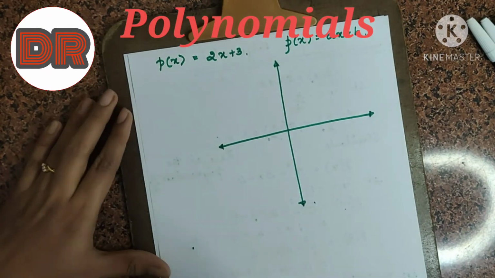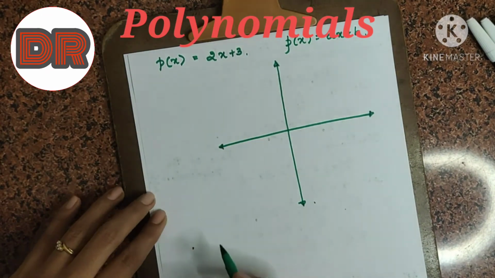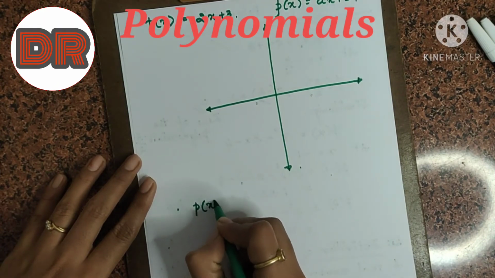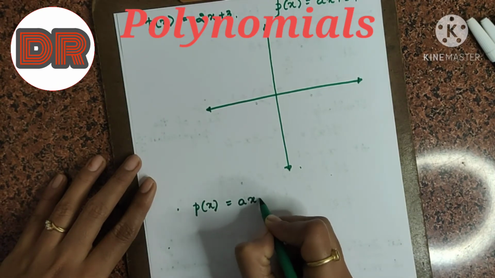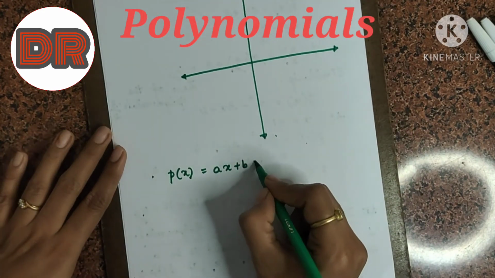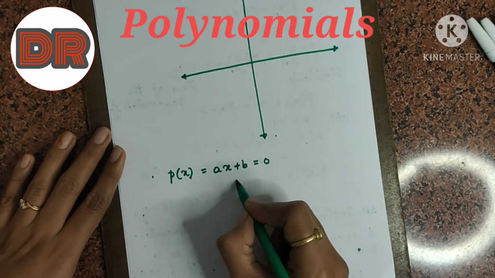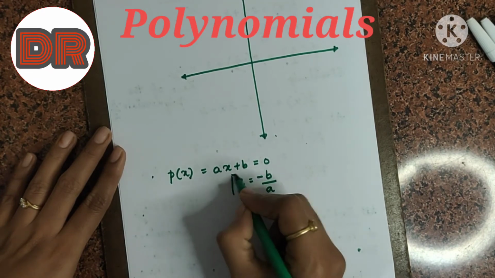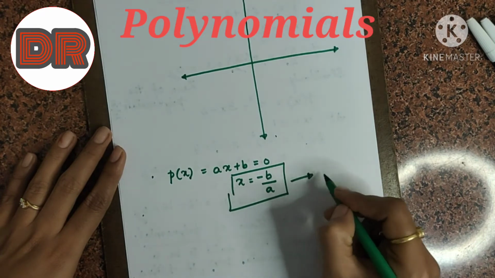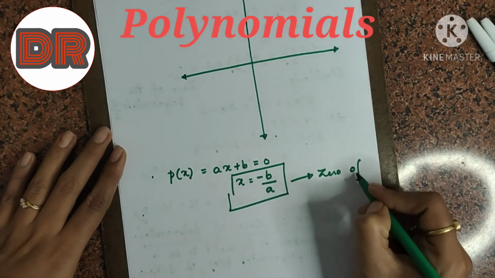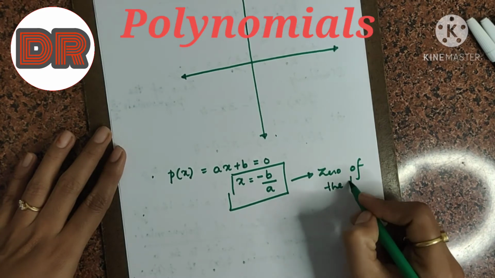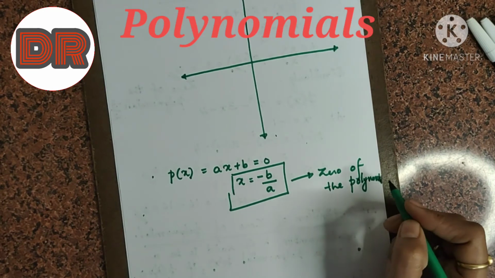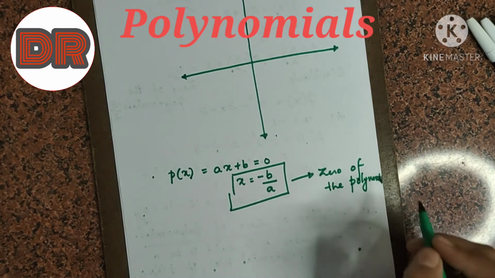Now, theoretically, how did we calculate the zero of the polynomial? p of x is equal to ax plus b. If I substitute this as 0, I will get x is equal to minus b by a. This we have said is the zero of the polynomial. So, this is the theoretical method, and this is how we calculate the zero of the linear polynomial.